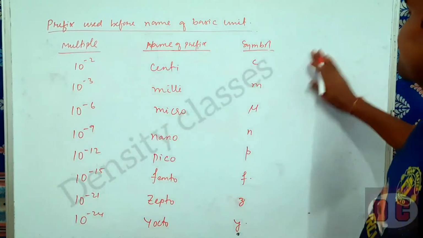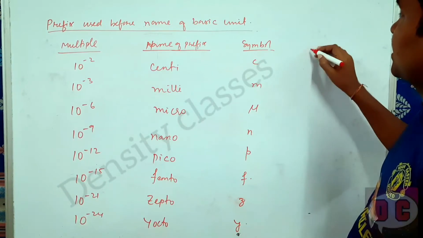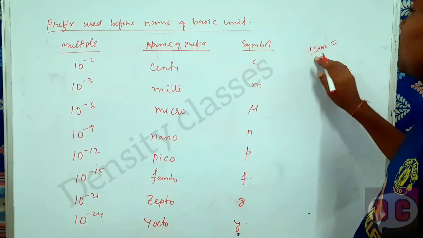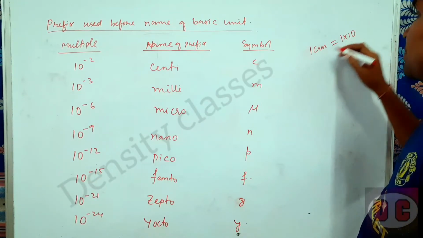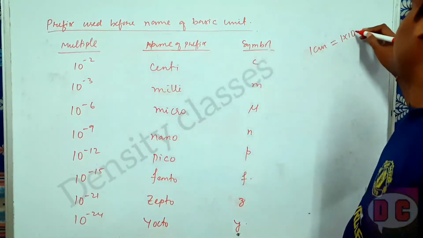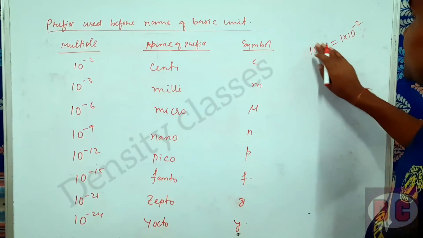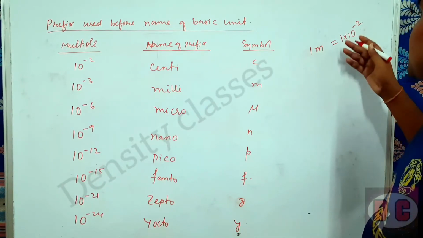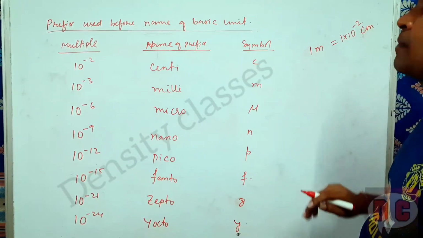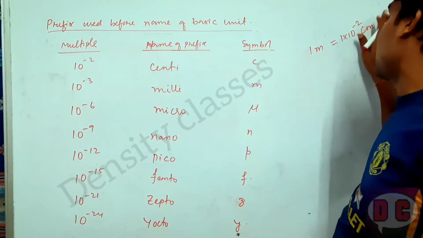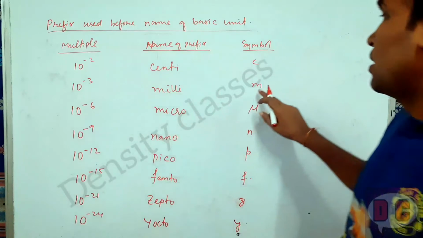For example, suppose it is given as 1 centimeter. If I want to convert this 1 centimeter into meter, what do I have to do? 1 into 10 to the power, for centi, how much? Minus 2. So 1 into 10 to the power minus 2 meter. Understood, students?